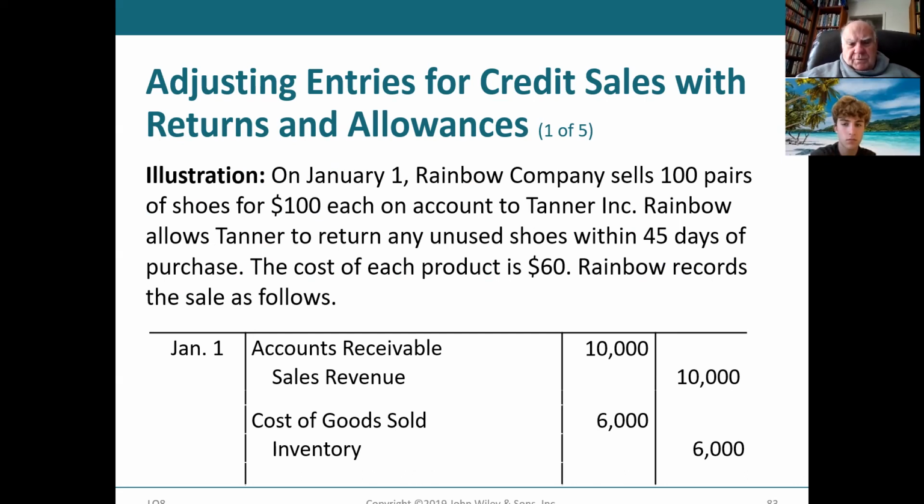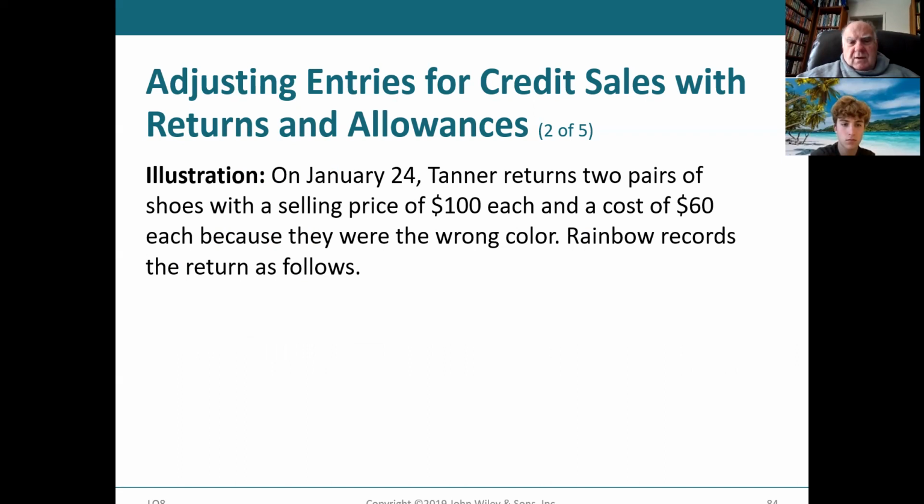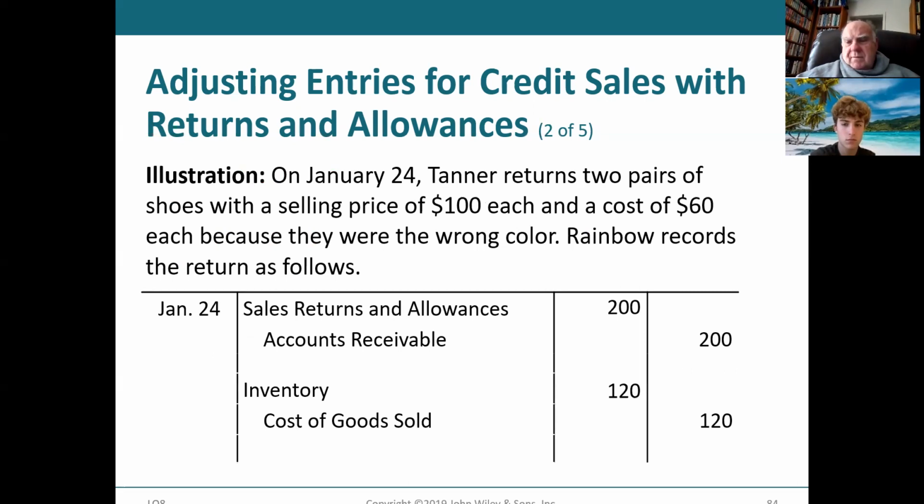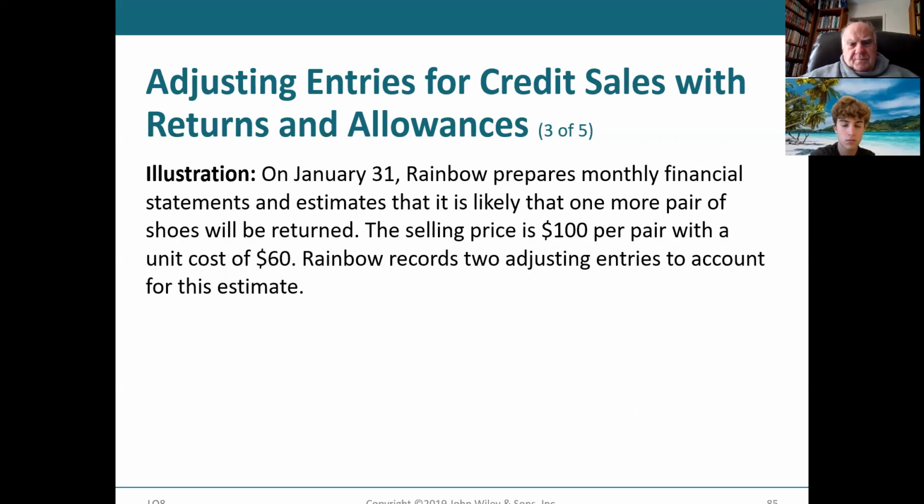Tanner returned 2 shoes with the price of 100 each and a cost of 60. They were the wrong color. So that's $200, $120. Sales returns and allowances. You never debit sales. Never debit sales. You do debit sales returns and allowances and sales discounts. The inventory comes back to us. We get the debit inventory and credit COGS, cost of goods sold.